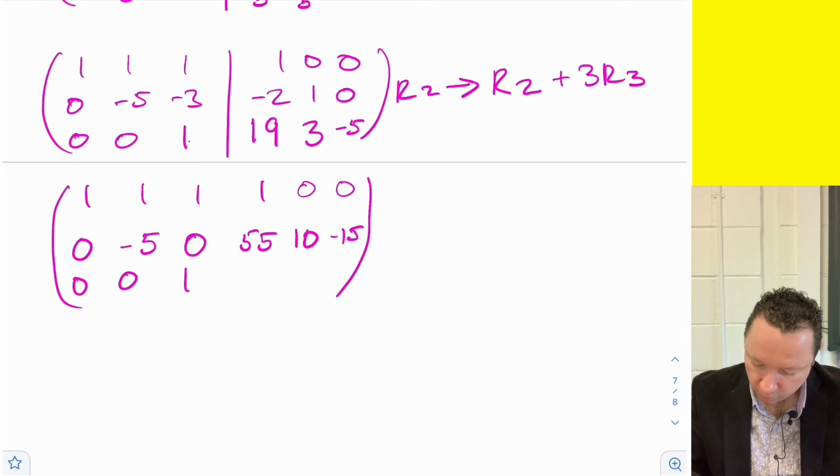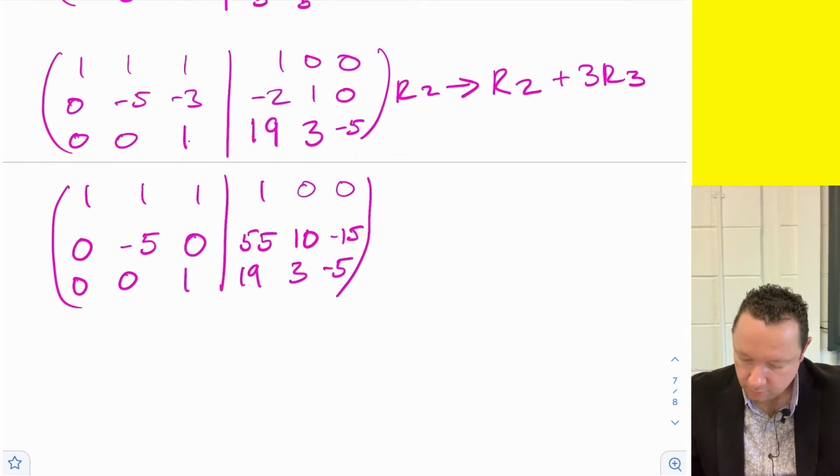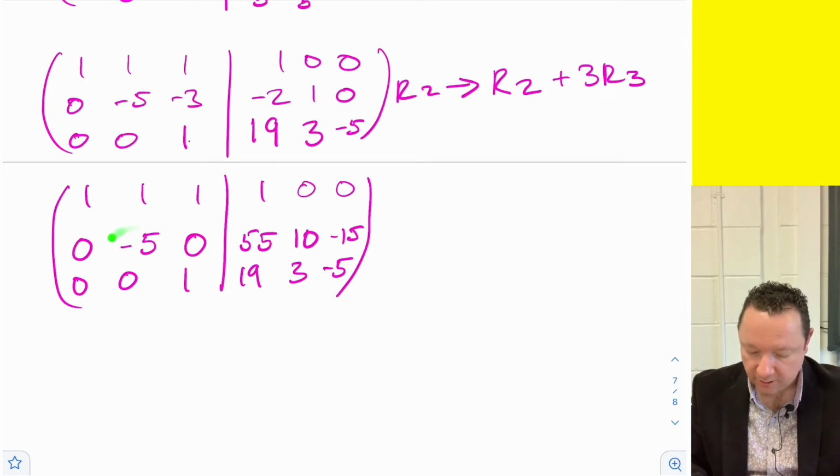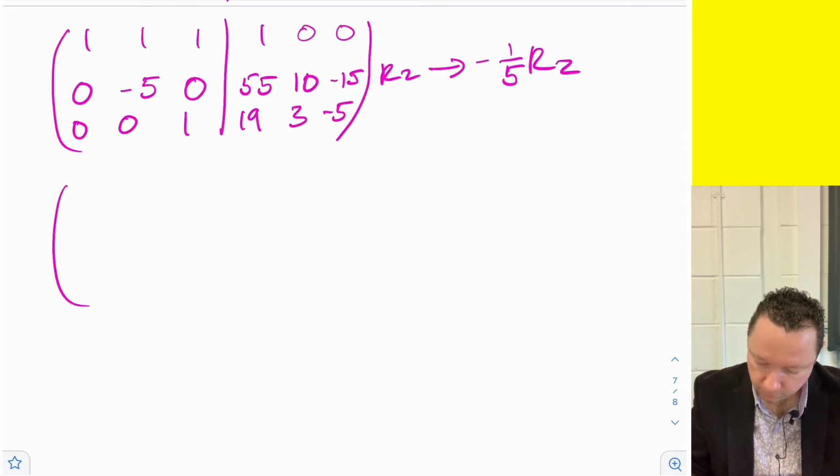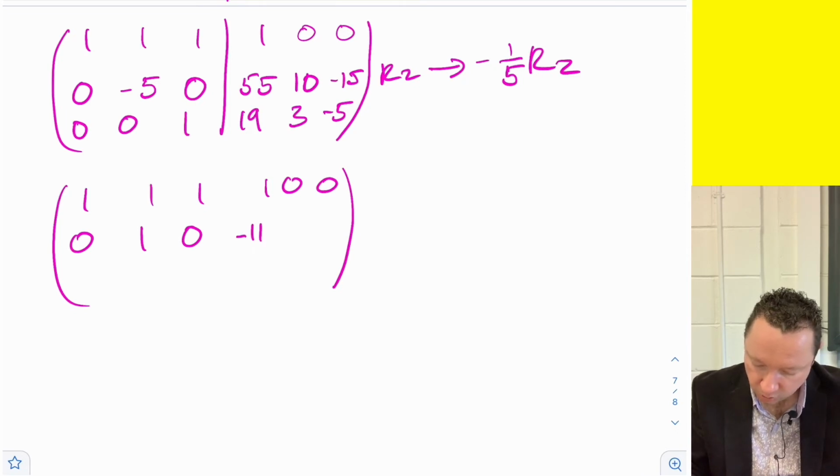And we've still got our bottom row. Might as well make a 1 in this position just by dividing this whole thing by minus 5. So row 2 becomes minus a fifth of row 2. 1, 1, 1, 1, 0, 0, 0, 1, 0, minus 11, minus 2, and 3.